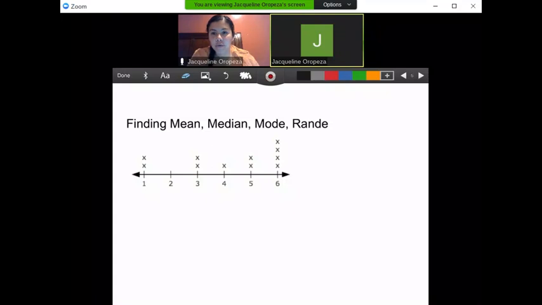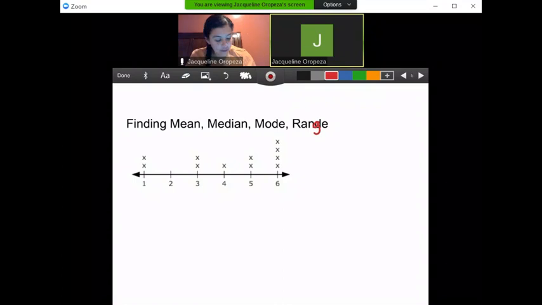Now I'm going to go over the second learning target, and that's being able to find the mean, median, mode, and range. I see a mistake. I should have said range.